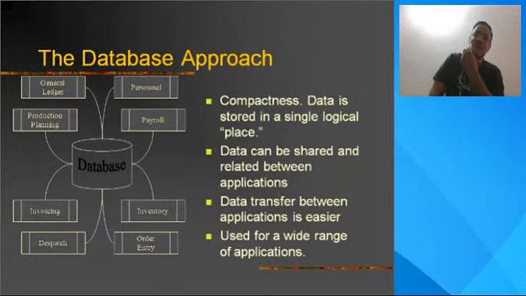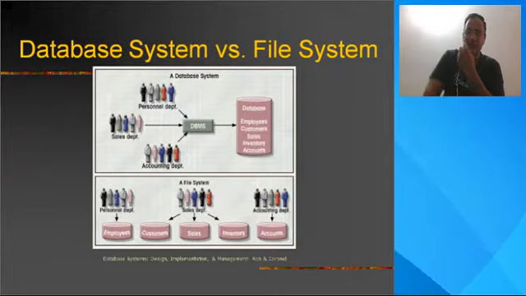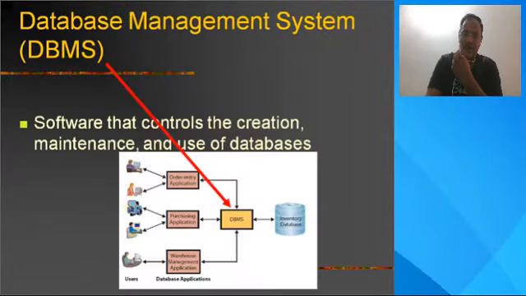Now this is the actual database. This is centralized storage. We can say this is the central repository of data that is defined once and accessed by various users. For completeness, it is stored in a single logical place. Data can be shared and related between applications. Data transfer between applications is easier and it is used for a wide range of applications. Now this is the difference between the file processing system and the database-oriented system. In the file processing system we have to create separate files, but in the database-oriented approach we create a centralized database and we can access that centralized database anywhere.